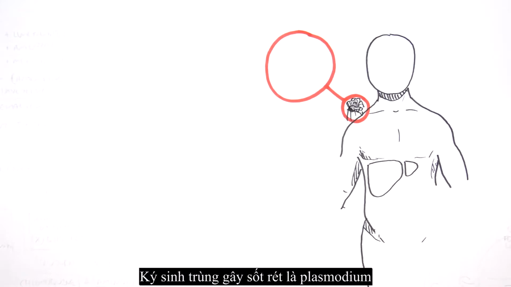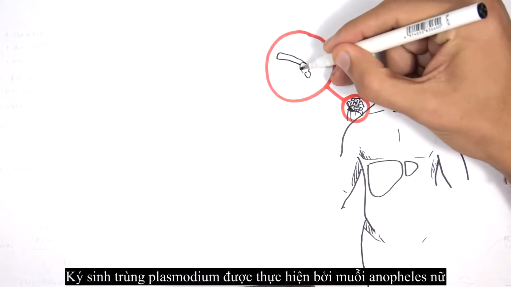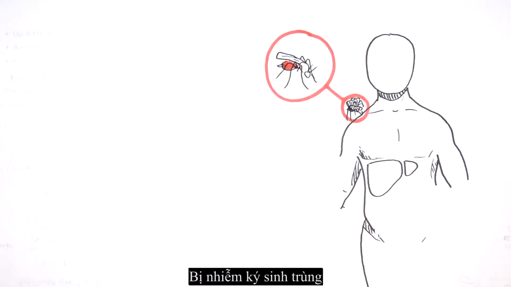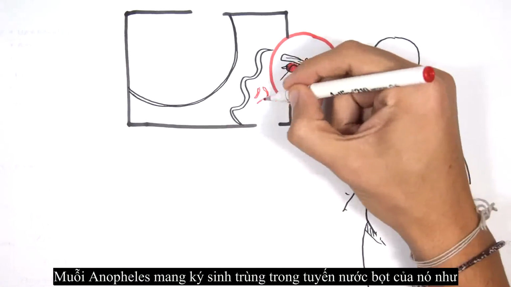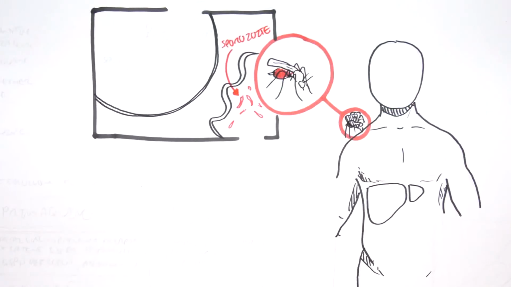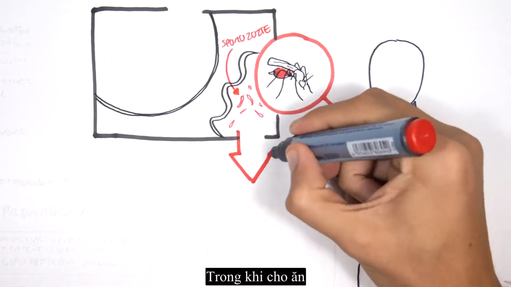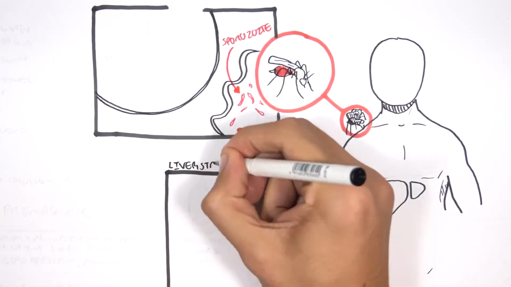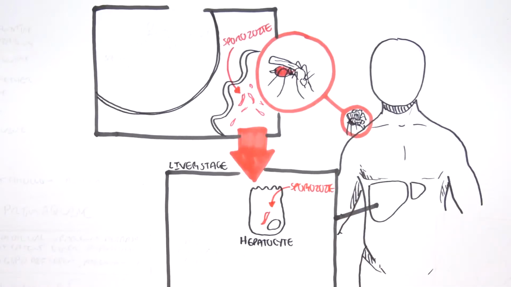The parasite responsible for malaria are the Plasmodium parasites. The Plasmodium parasite is carried by a female Anopheles mosquito. The female Anopheles mosquito is infected with the parasite. The Anopheles mosquito carries the parasite in its salivary glands as sporozoites. The sporozoites are the form the parasite is in when it enters the human body. During feeding, the mosquito will expose the sporozoites to human circulation. The sporozoites will travel to the liver where they will enter the hepatocytes.